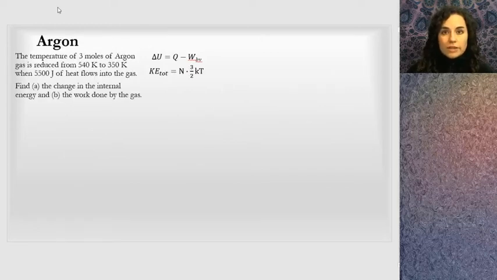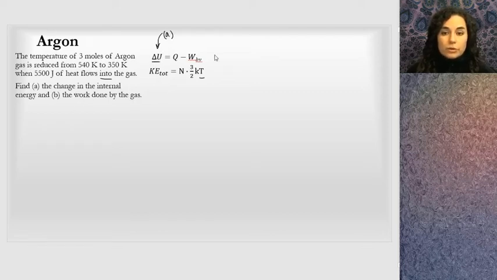The second problem I chose is a little bit more involved to show you the inner mechanics of how to deal with a change in internal energy with the temperature involved. The temperature of 3 moles of argon gas is reduced from 540 Kelvin to 350 Kelvin when 555 joules of heat flow into the gas. I'm making note of into. Find the change in the internal energy and the work done by the gas. So it broke this problem into 2 different parts. For part A, we're going to find just the change in the internal energy.